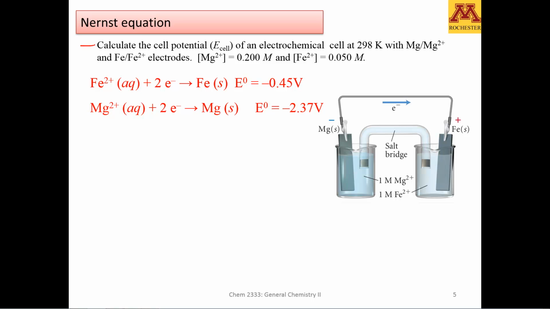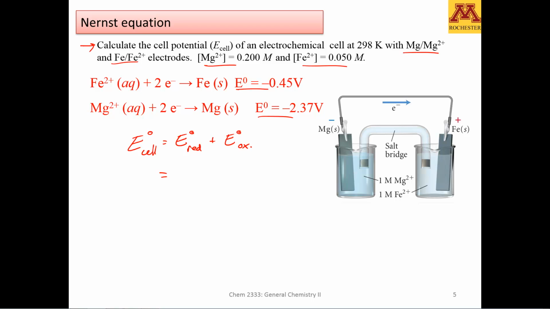We are being asked to calculate the cell potential of an electrochemical cell at 298 Kelvin with these two electrodes. Okay, and we're given these concentrations. All right. We're also given the standard half reactions for the reduction and oxidation. So first, one must calculate the standard cell potential, which will be the reduction plus the standard of oxidation.